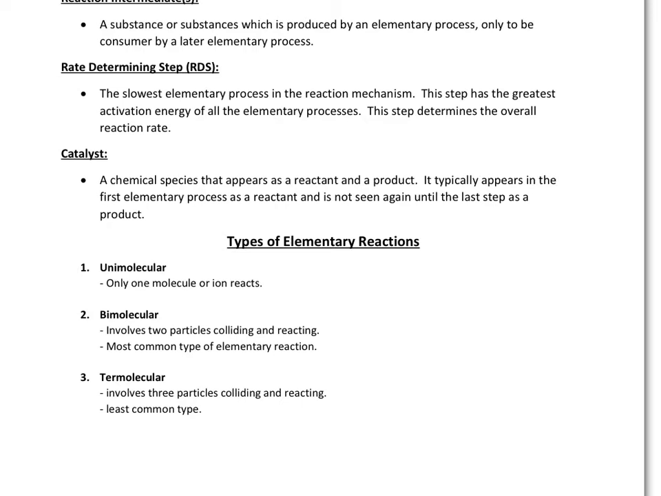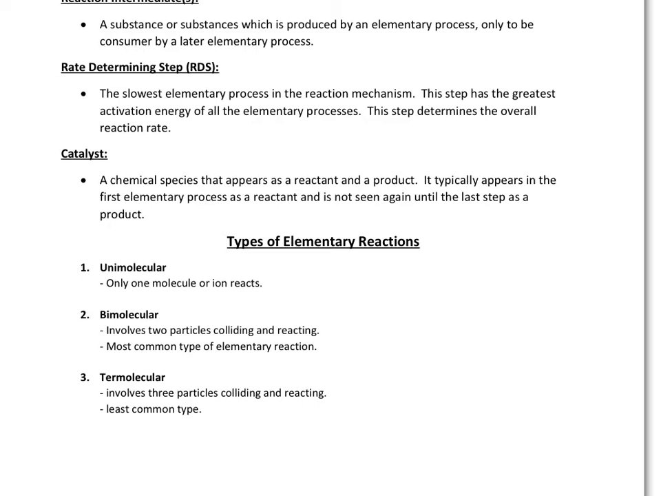What you need to remember is that a catalyst is a substance that we add to a reaction, therefore it's going to appear as a reactant in one step, and later on it will appear as a product. Notice that it's the opposite of a reaction intermediate. A reaction intermediate is a product which is then later consumed in a further step in the elementary process.